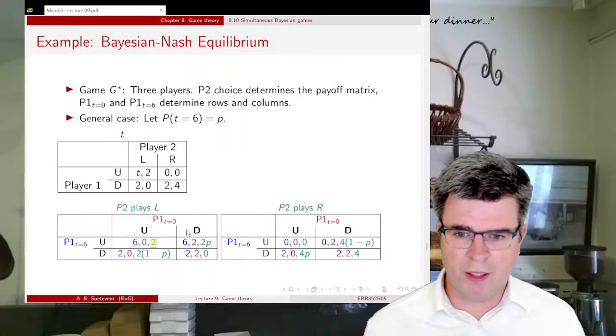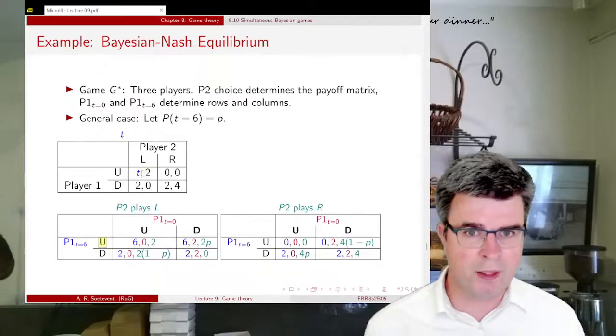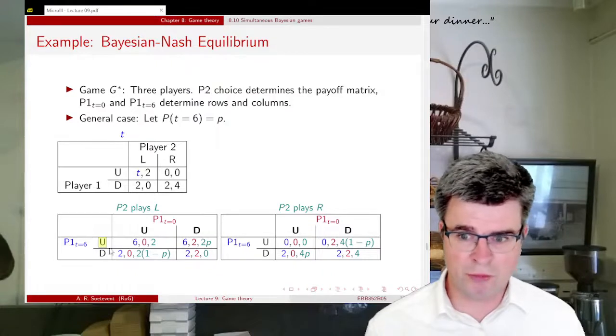Well, his payoff is equal to 2 if he meets player 1, because player 1 will play up, and that happens with probability p, because player 1 of type t is 6 with probability p.